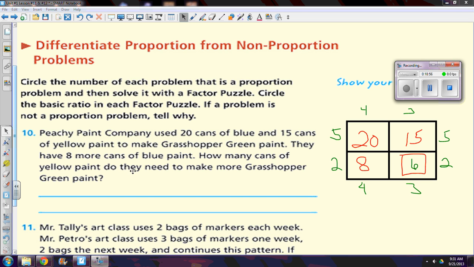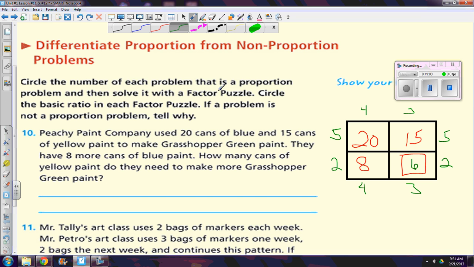So, how many cans of yellow paint do you need to make more grasshopper paint? If you had 8 more cans, you would need 8 more blue cans, you would need 6 more yellow. So the first part would be 6 of yellow.